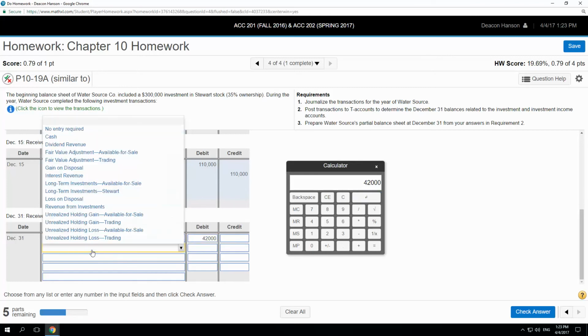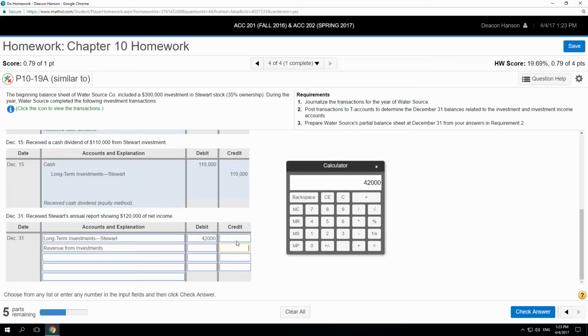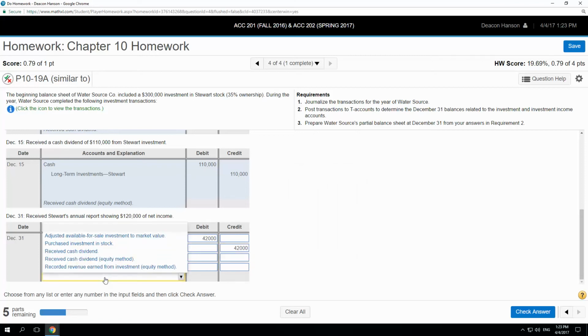And this is to, what did we call it last time? Revenue from investments? 42,000. Sometimes the labels of the accounts differ. Let's see. Recorded revenue earned from investment in the equity method.